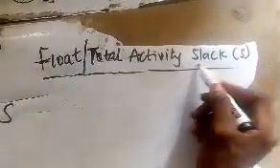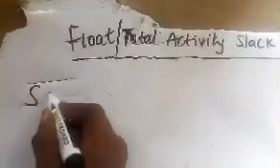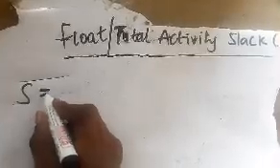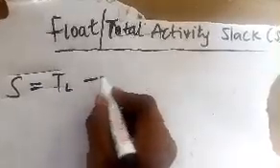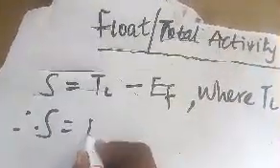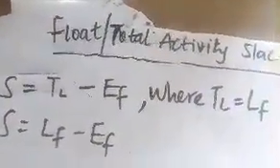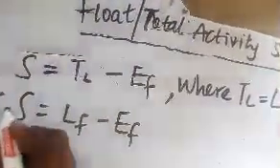Float, or total activity slack S, is this. So my S, float, like I said earlier, if you still remember, my slack, that is my float, slack is equal to TL minus EF, where TL equals LF. Therefore slack equals LF minus EF. What is my LF? My LF is my latest allowable event time, while my EF is my earliest finish time. Sure, understand?